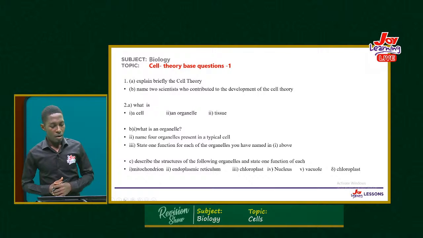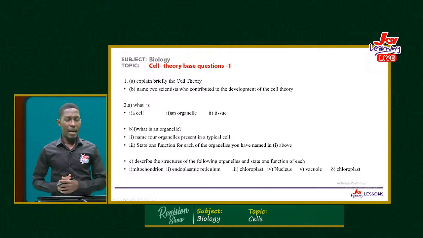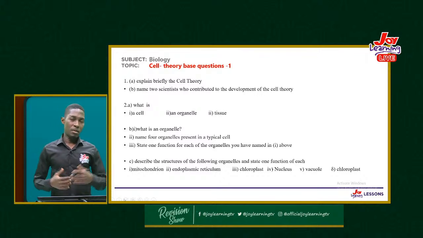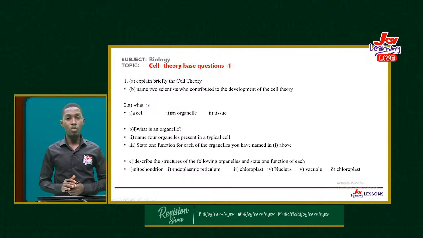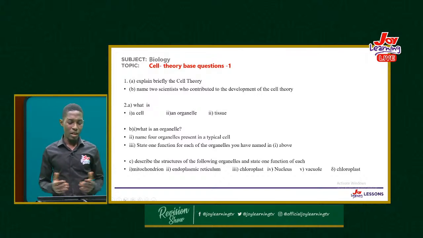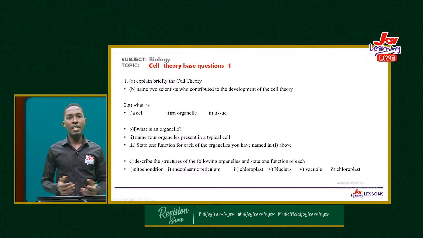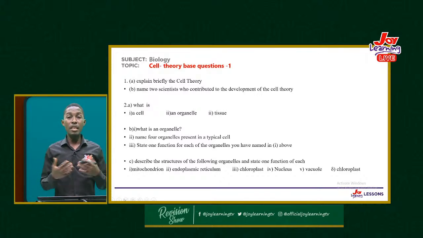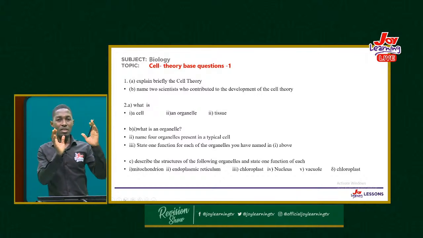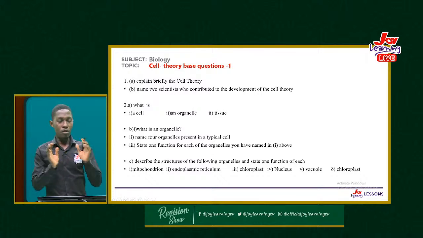Okay, so we're at this stage trying to look at all the questions that had come so far in WASSCE from 1999, or from the Nigerian questions of 1988 up to date. Now, what is a cell? What's an organelle or a tissue? Then they ask, name 4 organelles in a typical cell. State one function for each of the organelles that you have named. Then describe the structure of the following organelles and state always one function. So first, you are supposed to describe it, tell us all that the makeup is, then what they do.